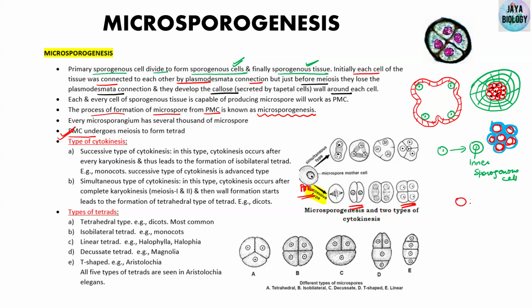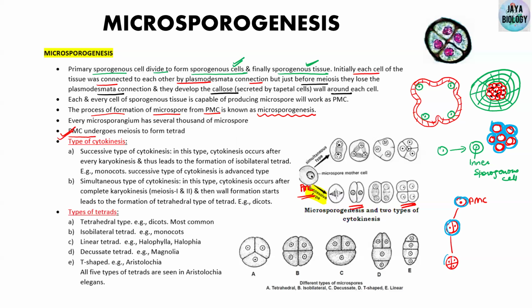This is a pollen mother cell, and this is the protective covering made up of callus. So what is going on? They are going for division. After meiosis 1, two cells are made, and cytokinesis is done again. After meiosis 2, four cells are made and again cytokinesis is done. So this type is known as successive type of cytokinesis. Clear? And you are finding it is covered by callus.